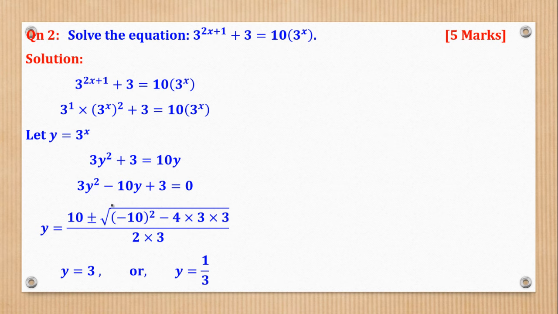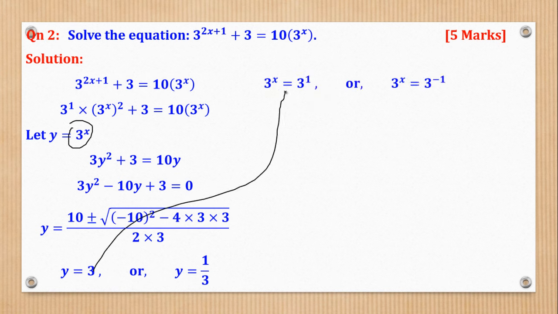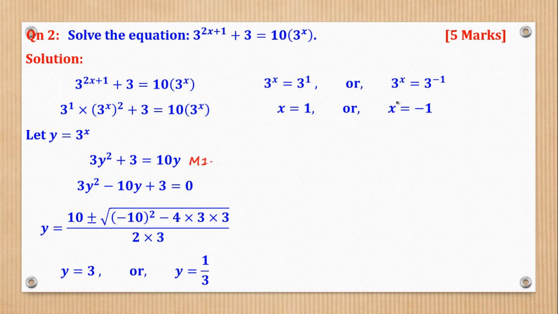But remember, the question wants values of x, so you should come and remember that y is equal to 3 to the power x. So 3 to the power x is equal to 3 to the power 1, and 3 to the power x is also equal to 3 to the power negative 1. Same base, you cancel and equate the powers, you get this, equate the powers, you get that. And that's what they wanted.